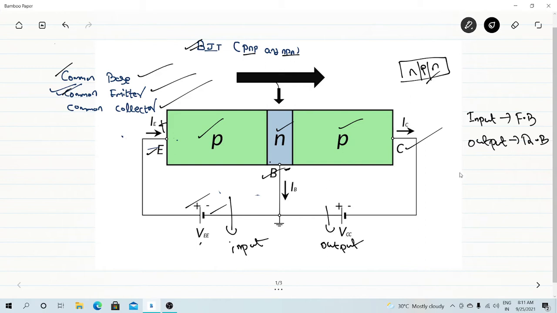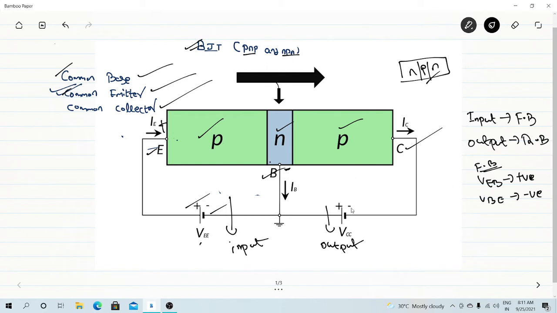So for this you can write VEB should be positive for forward biasing. If you are taking VBE, then it will be negative. So this is for the case of forward biasing.